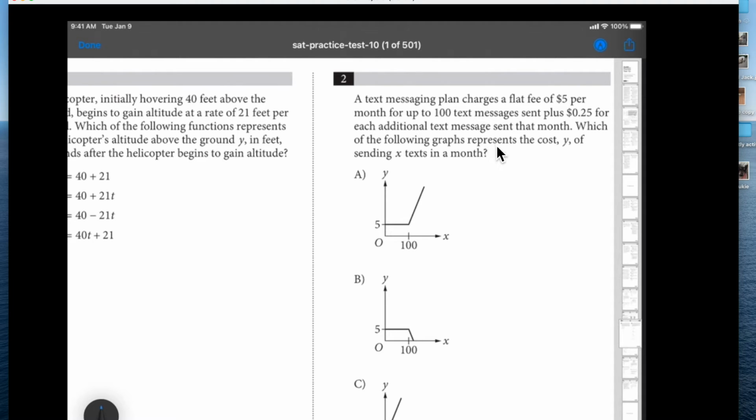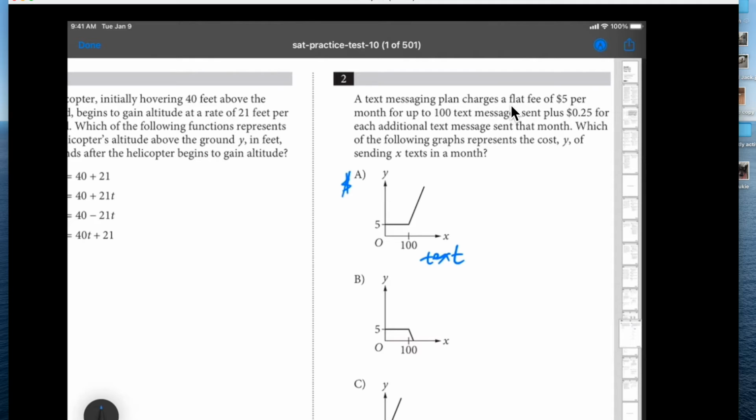A text messaging plan charges a flat fee of $5 per month for up to 100 text messages sent, plus 25 cents for each additional text message sent. Which of the following represents the cost, y, of sending x texts in a month? Okay. So a couple things. Again, we have an xy coordinate. They tell you that the cost is y. So you know dollars are here. And you know here is going to be text messages. Okay, so as the text messages change, the cost goes up.